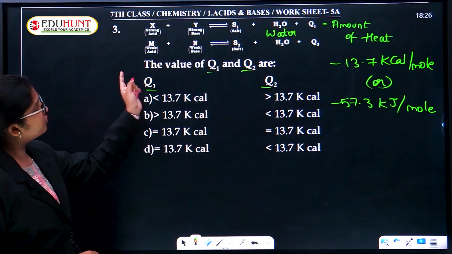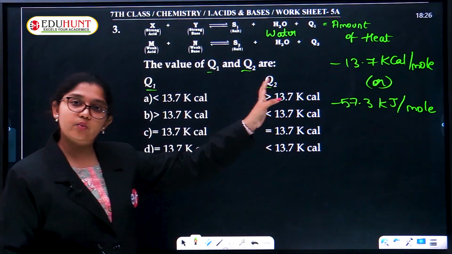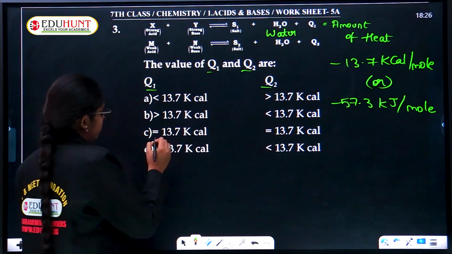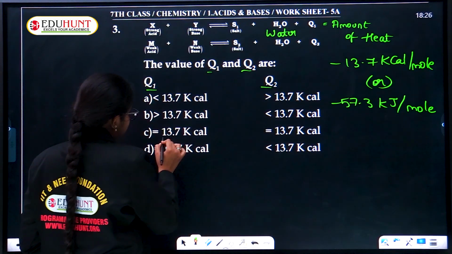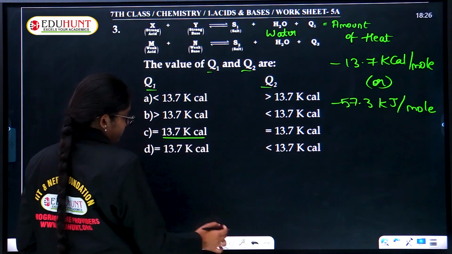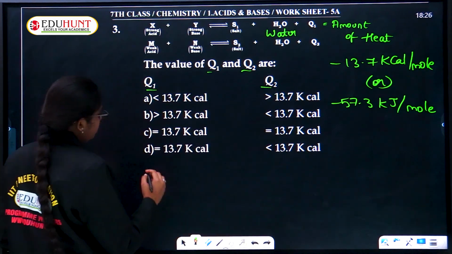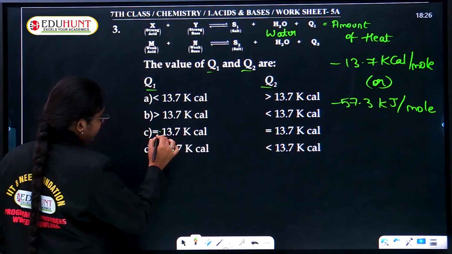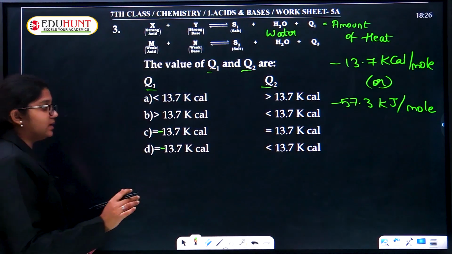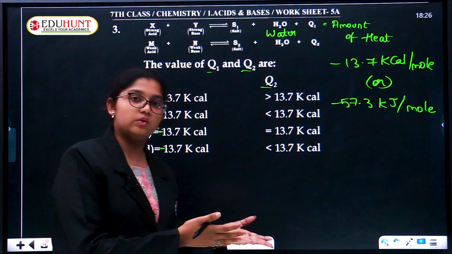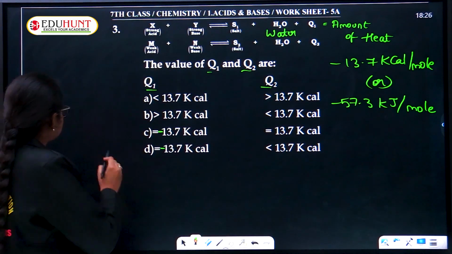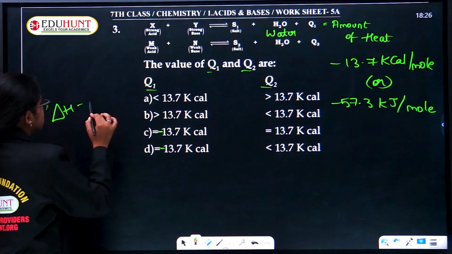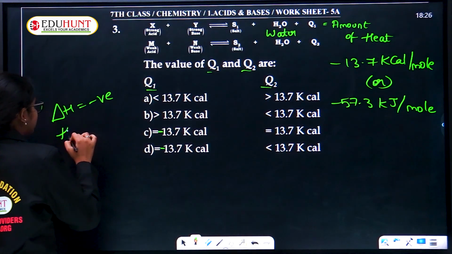The amount of heat will be equal to minus 13.7 kilocalories per mole, as given here. The minus means the heat is liberated, that's the value. Minus means that because delta H is negative, which means the heat is liberated outside.